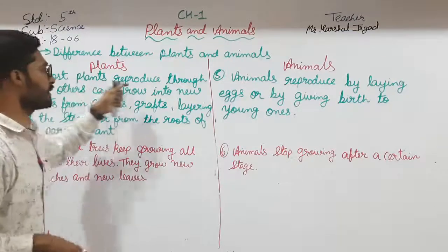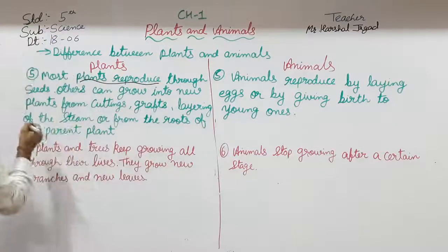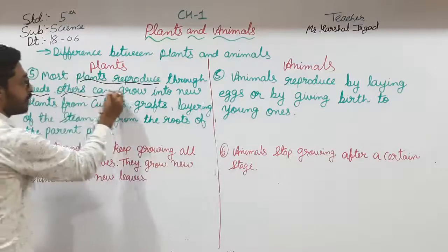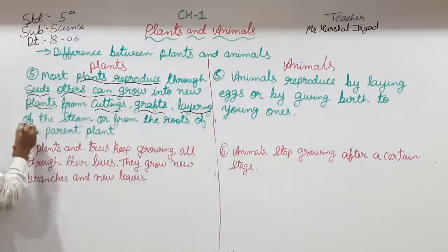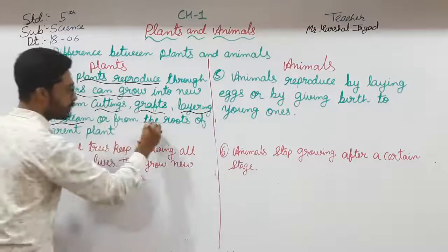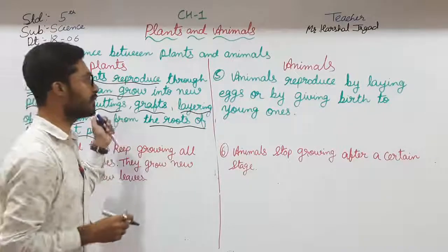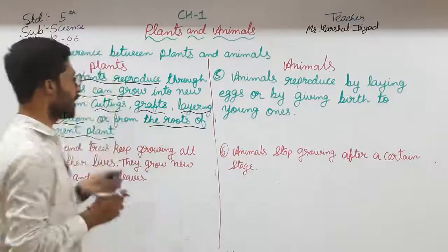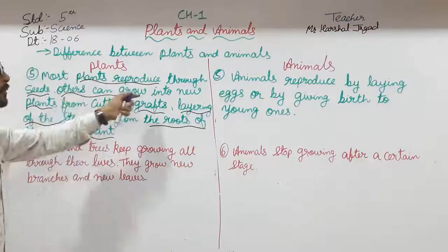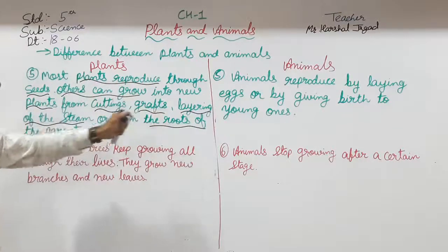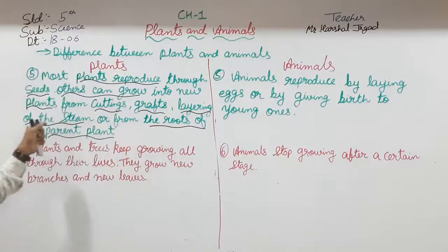First, most plants reproduce. Here, most plants reproduce through what? Seeds, and others grow into new plants from cutting, grafting, layering of the stem or from the roots of the parent plant. Okay, so in this way the plants are reproduced. How are the plants reproduced? Plants reproduce through seeds. Others can grow into a new plant from cutting, grafting, layering of the stem or from the roots of the parent plant.